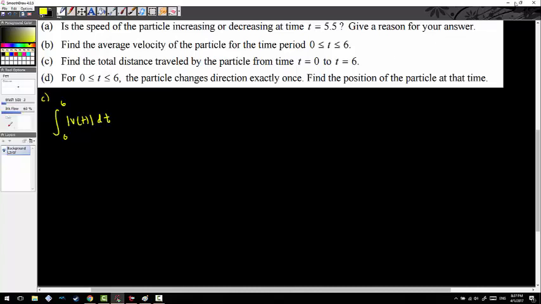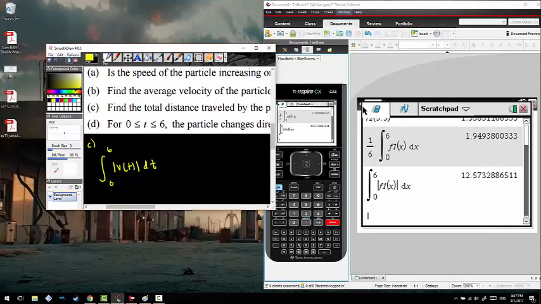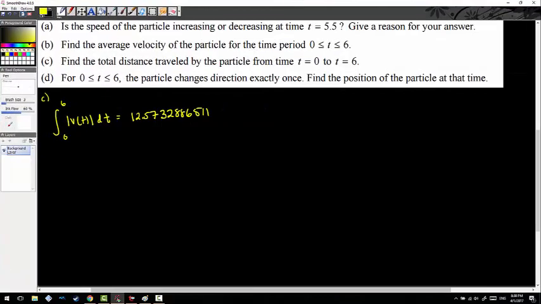And I believe I've already done the calculation, so let's see what we get. We end up getting this 12.57 number, excuse me, 12.5732886511. Okay? Cool. So total distance traveled is relatively simple. It's Part D that really kind of gets us.